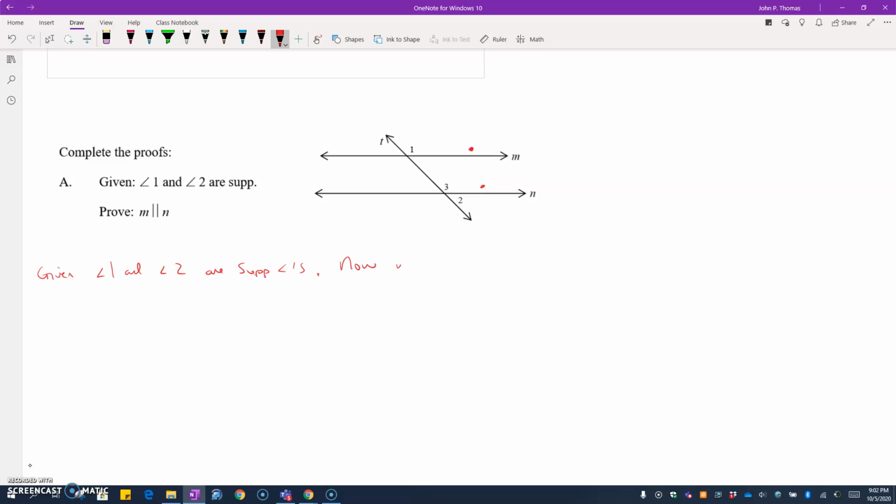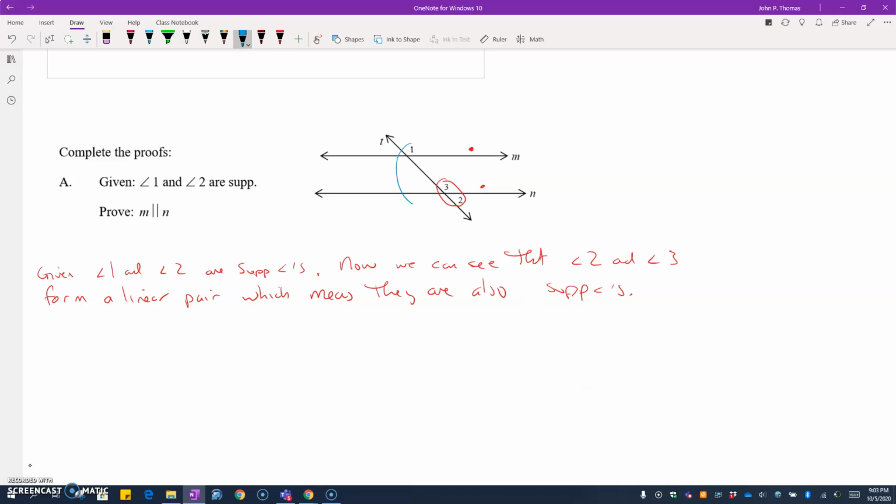Now we can see that angle 2 and angle 3 form a linear pair, which means they are also supplementary. All right. So at this point we have angles 2 and 3 are supplementary, and we also have angles 1 and 2 are supplementary.